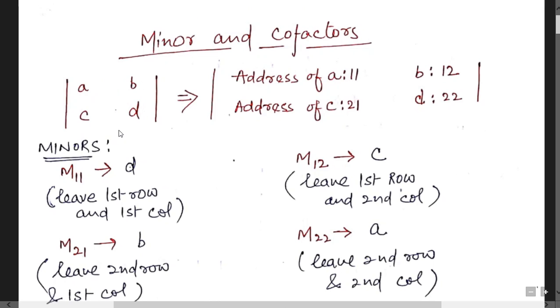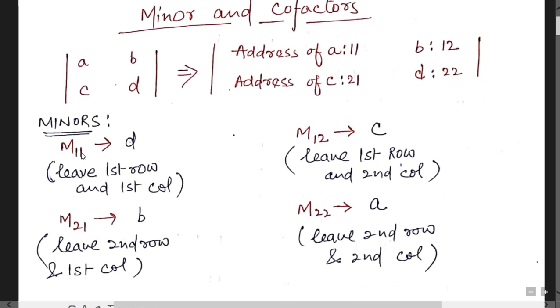Suppose this one is the determinant ABCD. It means this is the matrix ABCD. This one has address 1 1, this one 1 2, the third one is 2 1, and the fourth one is 2 2. Now the minor of 1 1: leave the first row and first column. The remaining element is D, that's the minor.